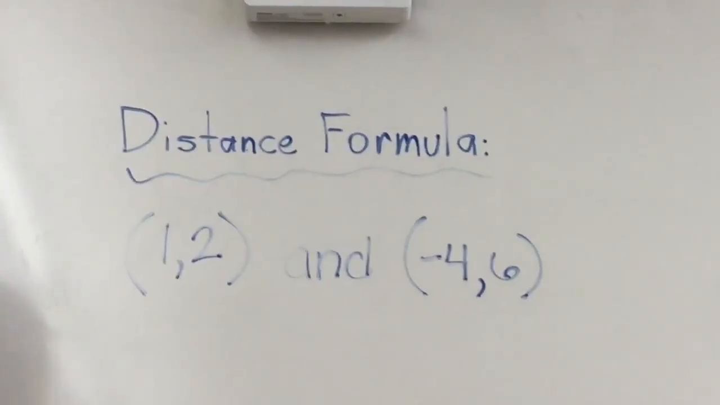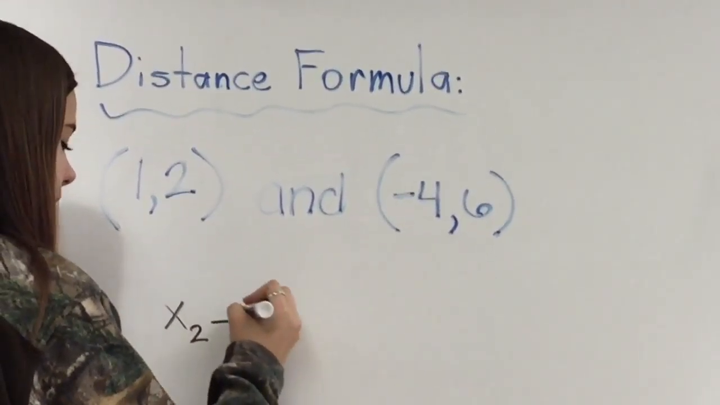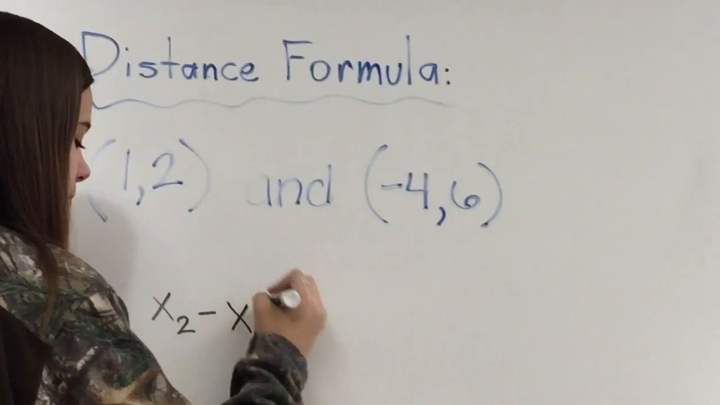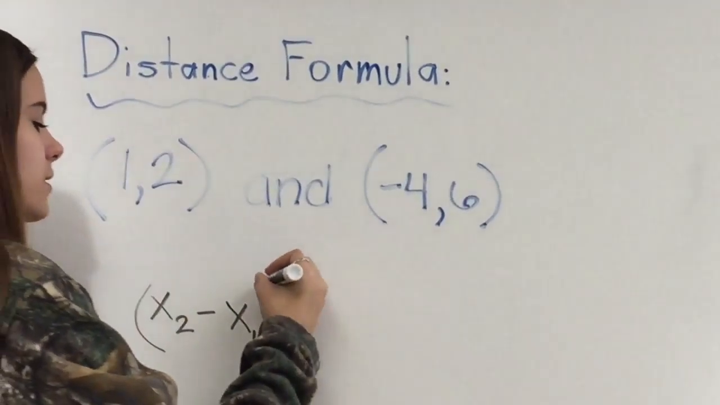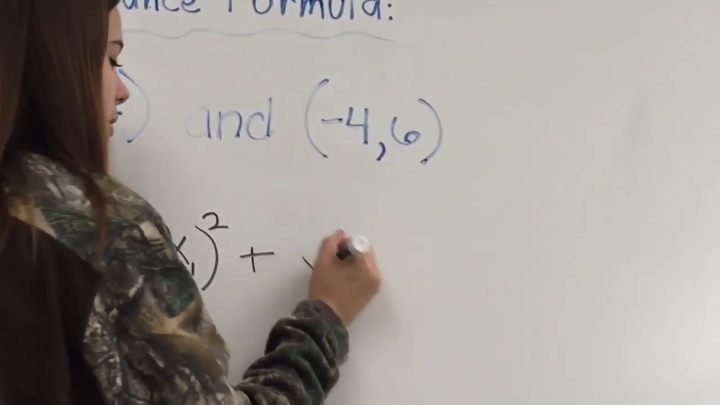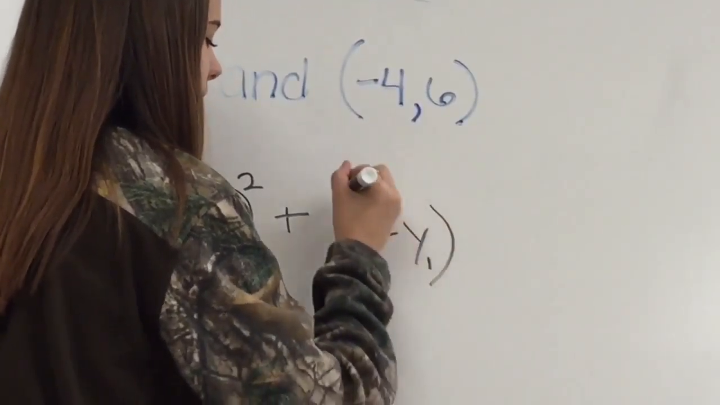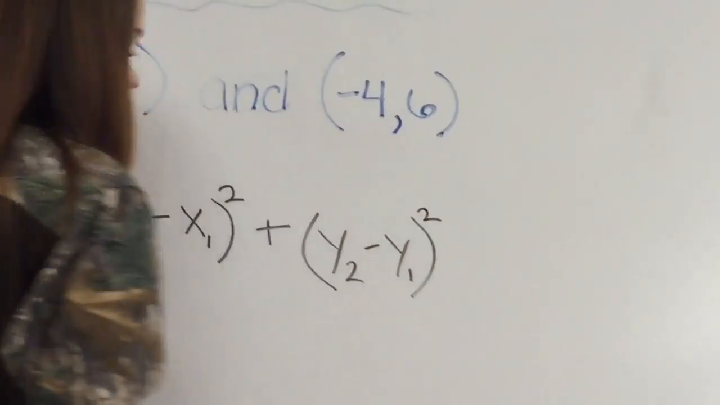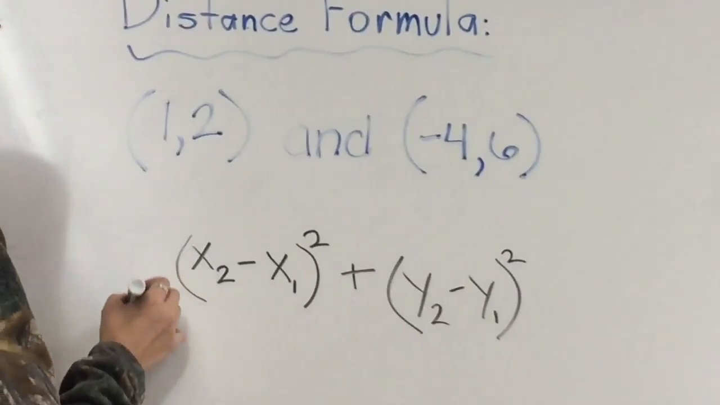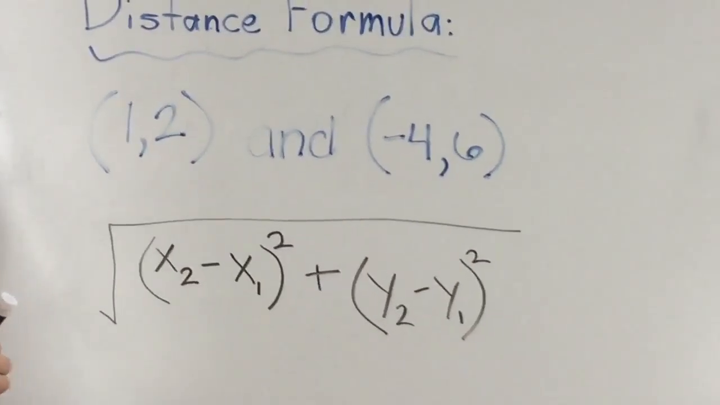So to start off with, the actual formula is x2 minus x1 in parentheses and then squared plus y2 minus y1 in parentheses squared. And then last touch, we put the square root symbol over all of it.